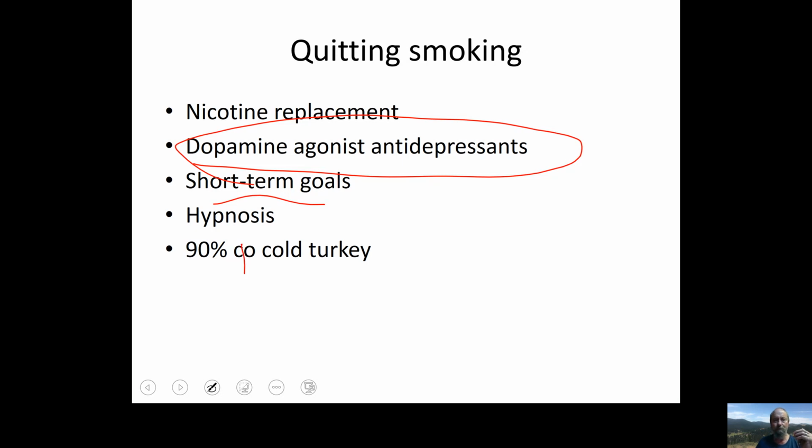90% go cold turkey. They just stop smoking. Oftentimes it's some kind of an event. I heard of a case where this guy was going to get his child, a 3-year-old, from daycare, and sort of forgot about the child because he wanted to buy a pack of cigarettes. So it's like, oh my God, I chose cigarettes over my child.